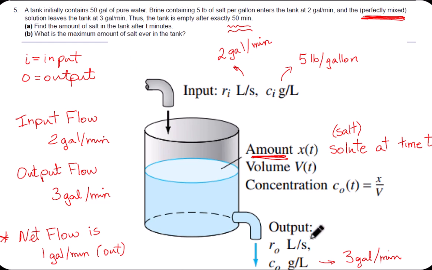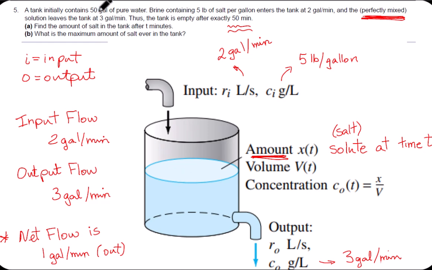The concentration is, I don't know, but the rate is 3 gallons per minute. All right, so what can I say? Input flow is 2, output flow is 3. So the net flow is 1 gallon per minute out. So notice the output is bigger than the input, so the tank will go dry.